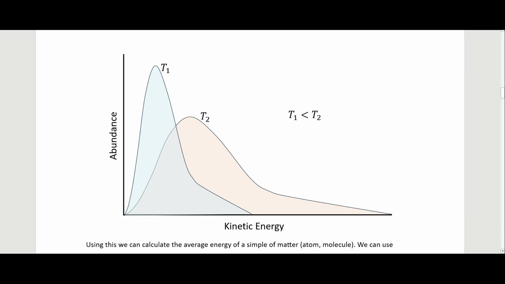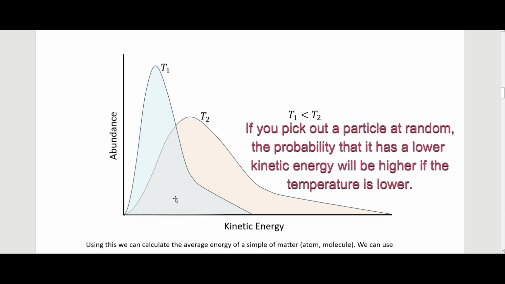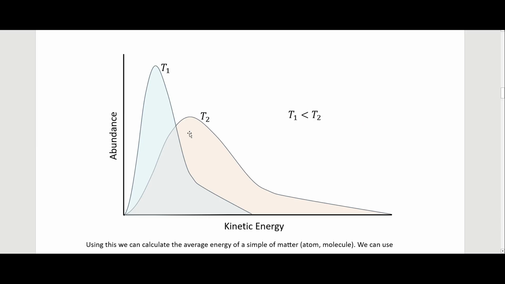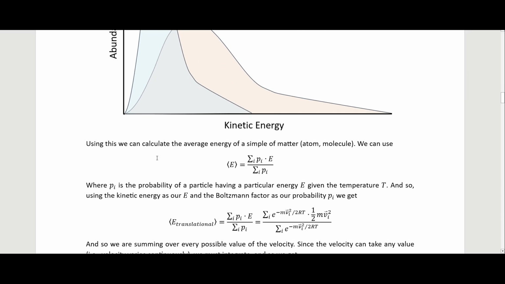And so you might have seen things like this in a general chemistry class. These are the Boltzmann distributions, where we can see when we have a lower temperature, then the probability is going to be that the kinetic energy is lower. Then if we have a higher temperature, then the particle has a higher probability of being at a higher kinetic energy right here.